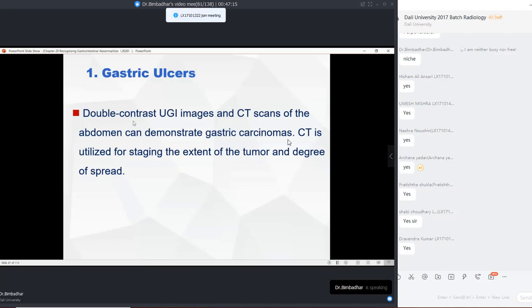So in this relation, what we try to do is either go with the double contrast along with CT scan, or do the double contrast study as an individual thing and CT scan as an individual thing, and finally correlate both radiographic features together and confirm the diagnosis.